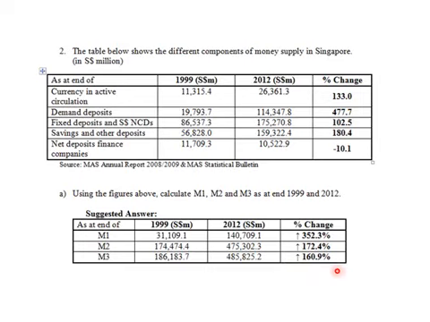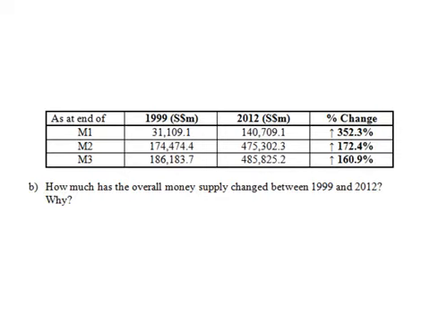Now, what does this mean for the economy? After you have calculated, you look at these numbers, right? What kind of story do they tell you about Singapore? Now, first of all, we answer part B. It asks us how much has the overall money supply changed between 1999 and 2012.